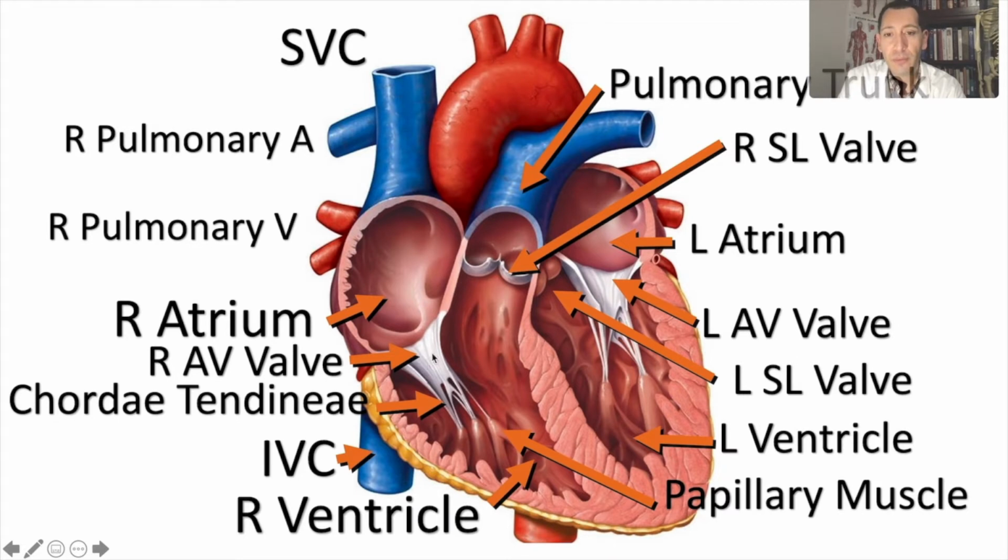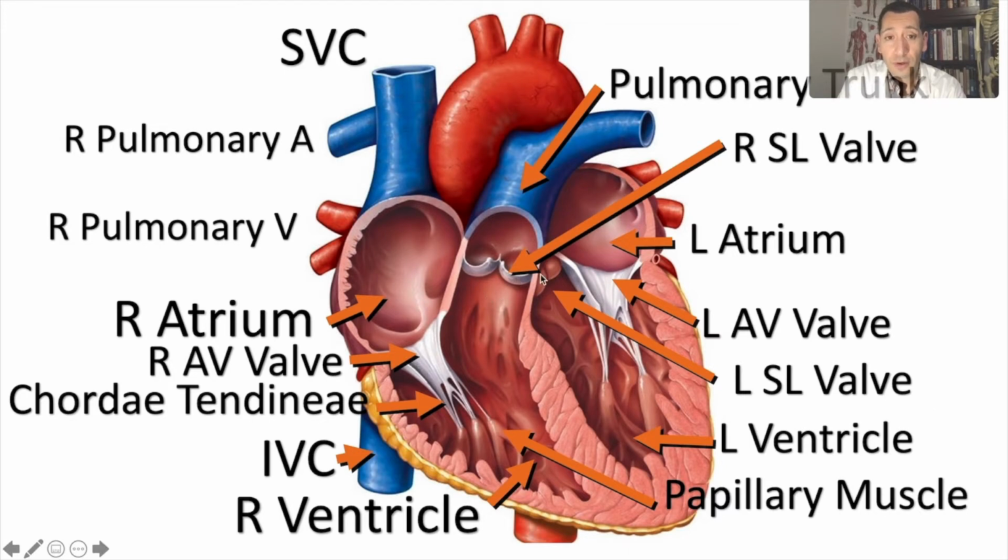We mentioned there were two names for this valve. This is the right atrioventricular valve. You can also call it the tricuspid. Well, this one is the left atrioventricular valve, but you can also call it the bicuspid valve. And there's actually even another name, which is called the mitral valve, named because it looks like a bishop's hat.